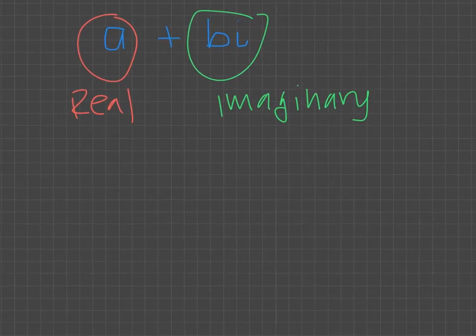Okay, let's look at an example. I want to take 2 plus 3i and multiply that by another complex number, 2 minus 3i. Okay, so you notice that they have the same real part and they have the same imaginary part. When we have two complex numbers that have the same real and imaginary part and they're only different by the plus or minus in between, we call those complex conjugates.